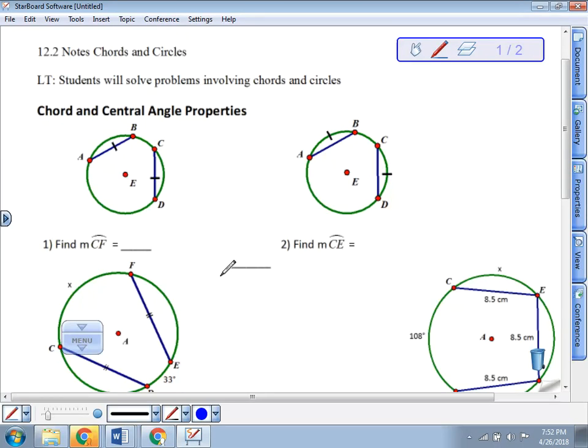Welcome to the notes on 12.2, Circles and Chords. We're going to learn three properties, and we'll show you how to use those to solve problems involving those properties.